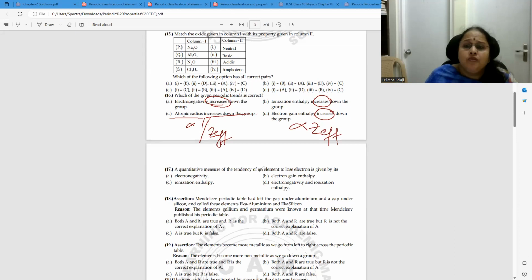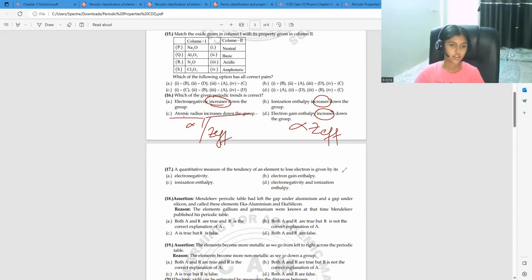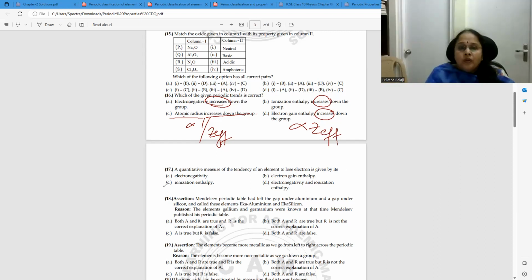A quantitative measure of the tendency of an element to lose electron is given by its... C option. What quantitative measure?